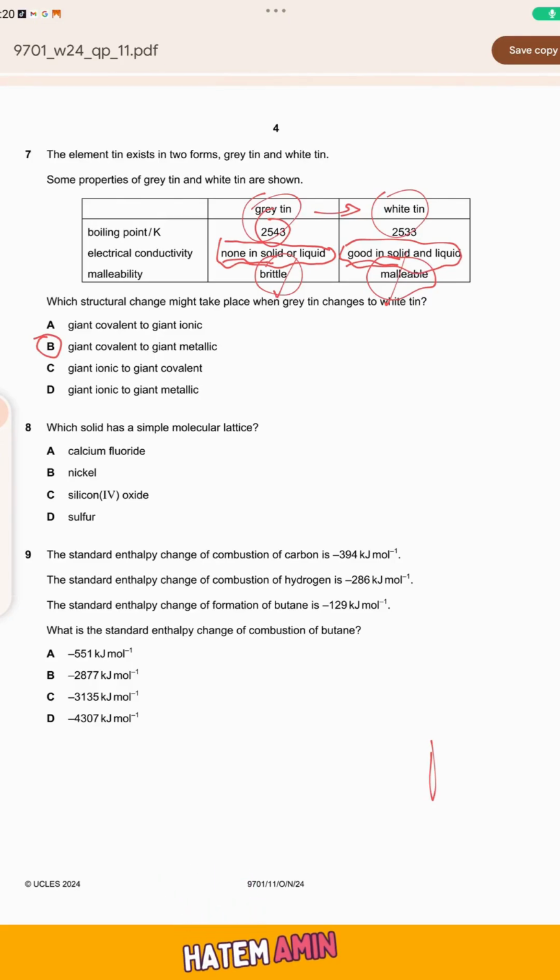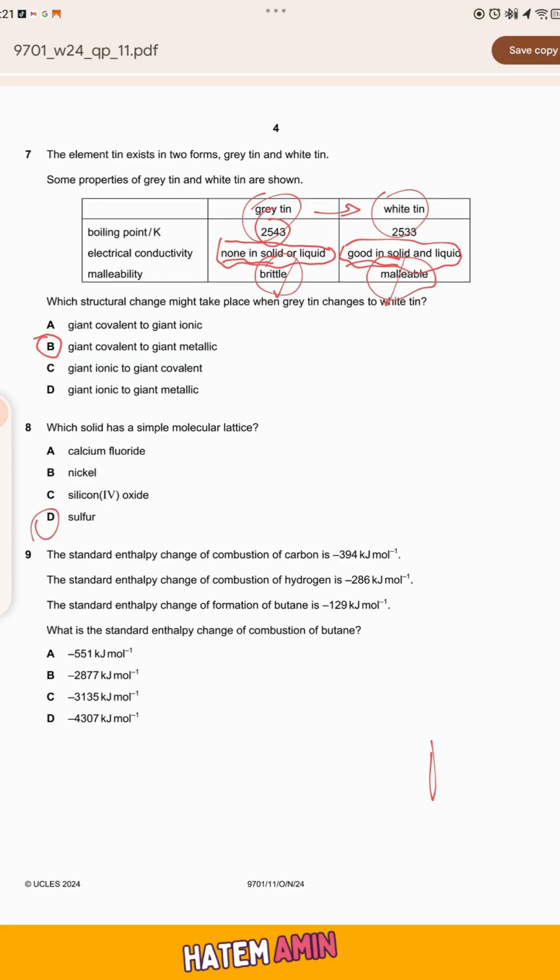Which solid has a simple molecular lattice? Here we have calcium fluoride. This is an ionic compound. Nickel is a transition metal. Silicon oxide is a giant covalent. And then sulfur, it's a non-metal. So which one here has a simple molecular lattice?